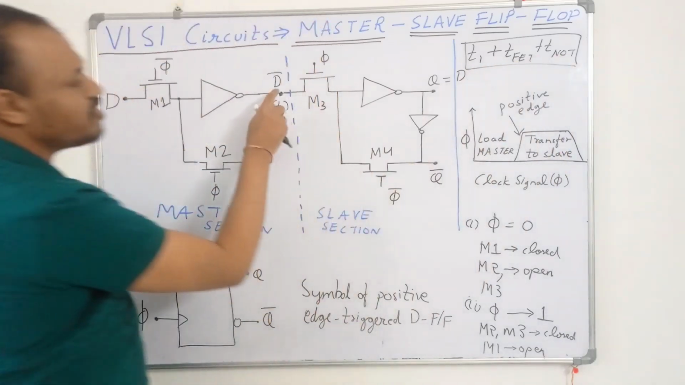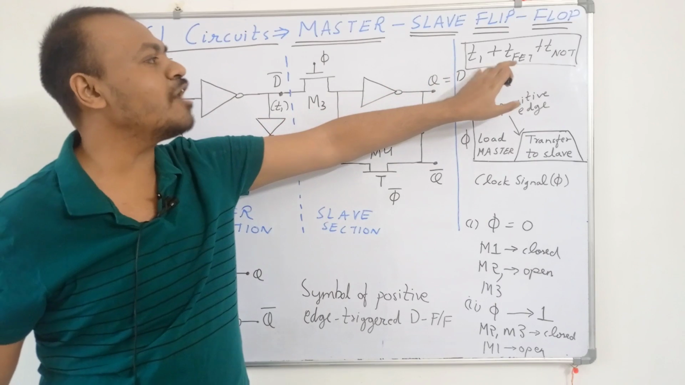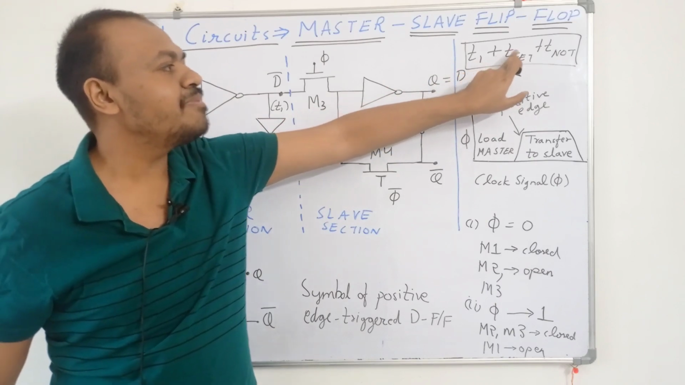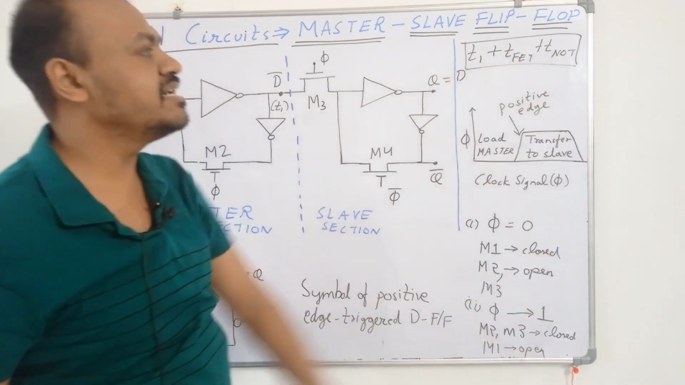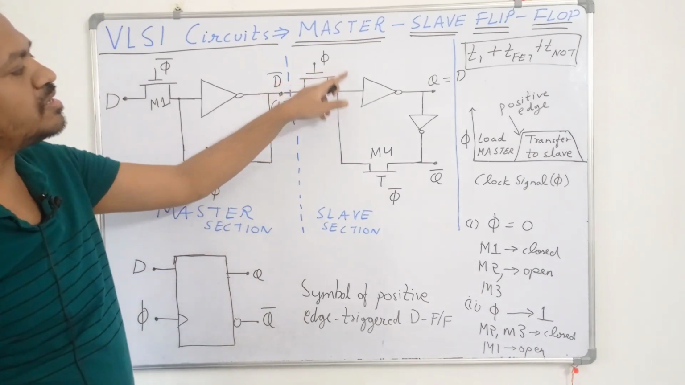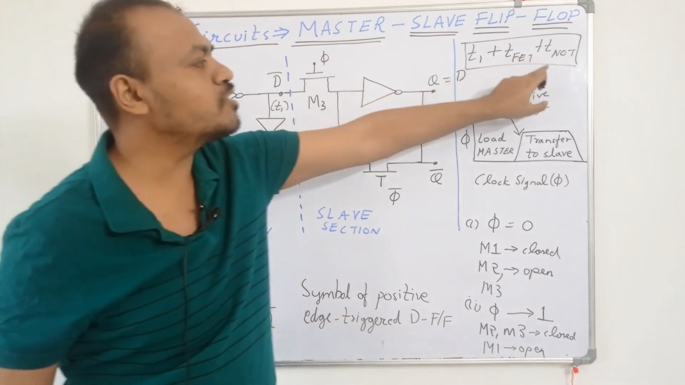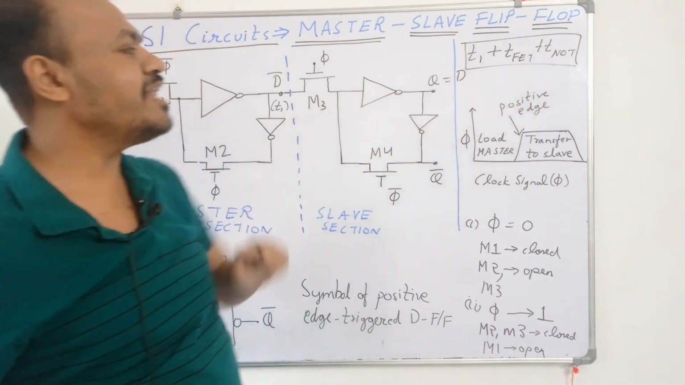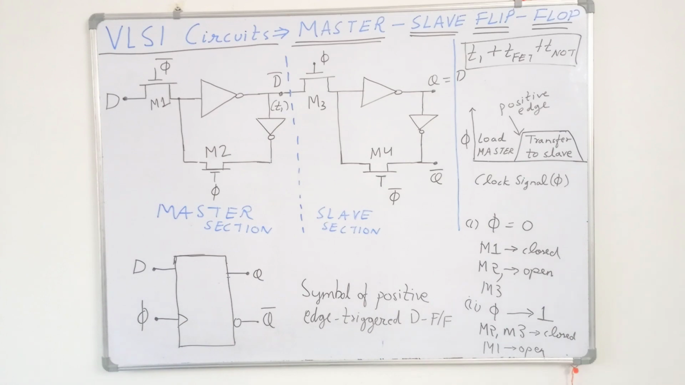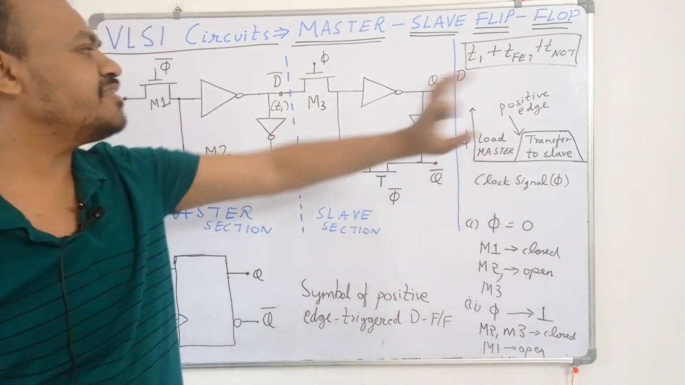So if this bit was latched here at time t1, then it will appear at the output at time t1 plus TFET plus T naught, because it has to travel through this FET, then through this NOT gate. So this will be the total time at which this bit will appear at the output. This is the simple explanation of this circuit. So when phi equal to 1, it will appear at the output.